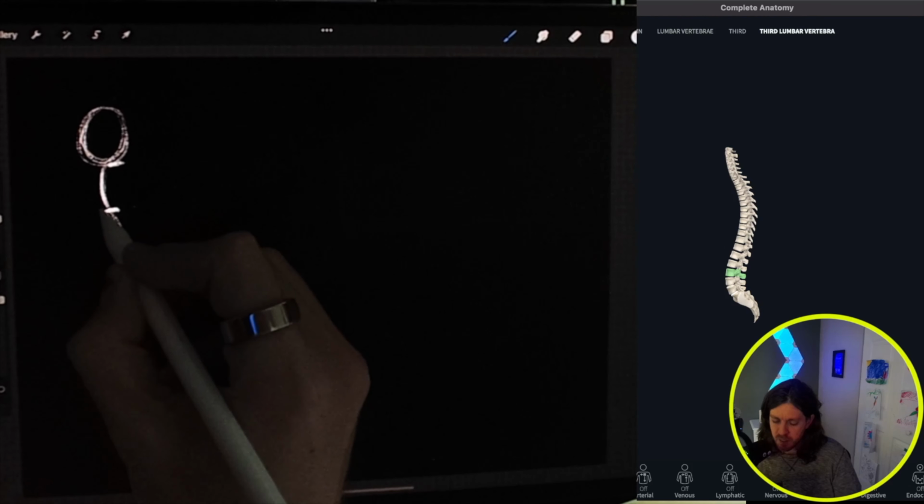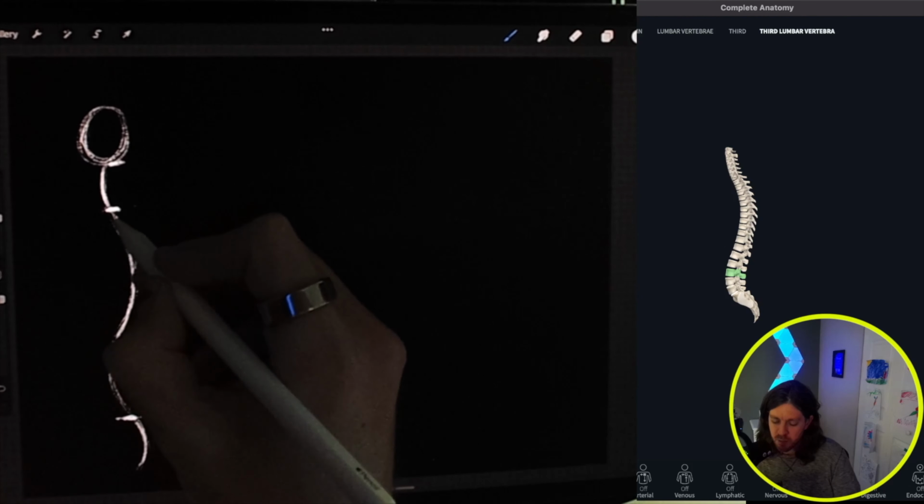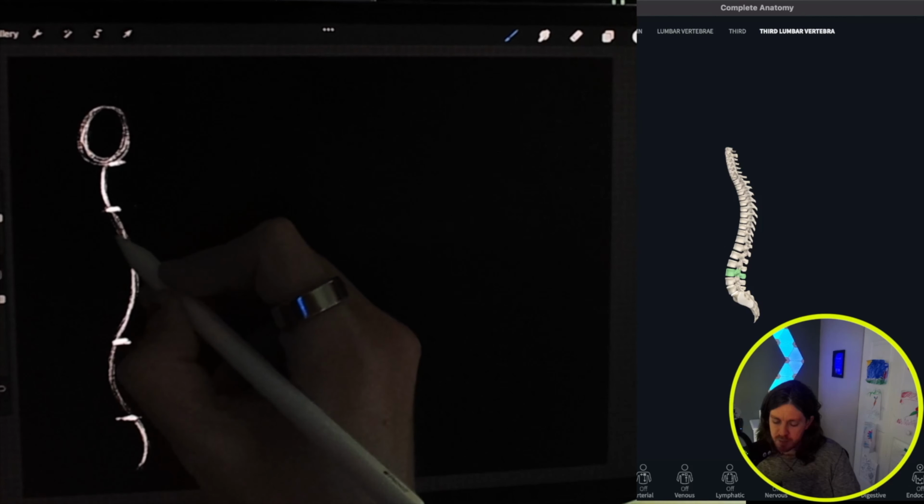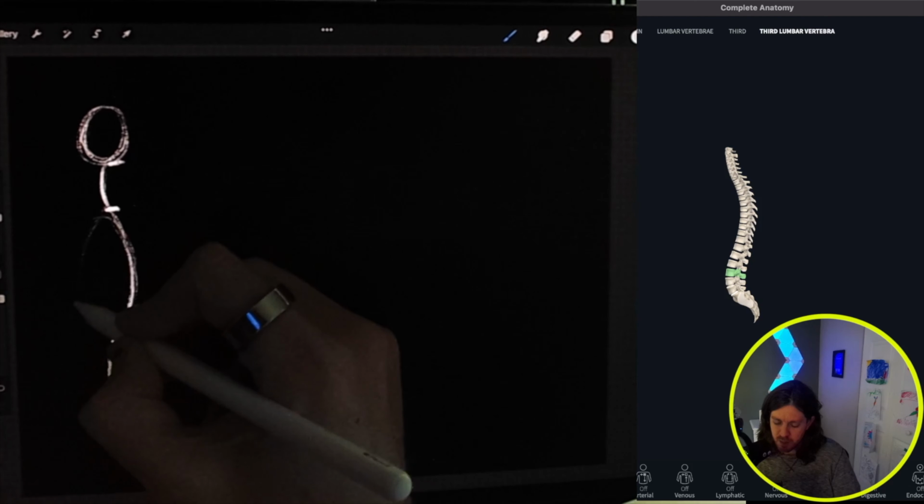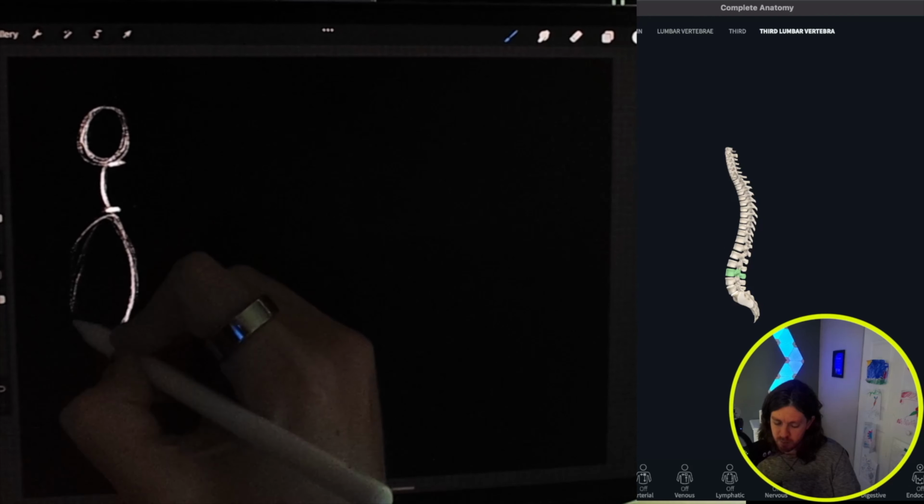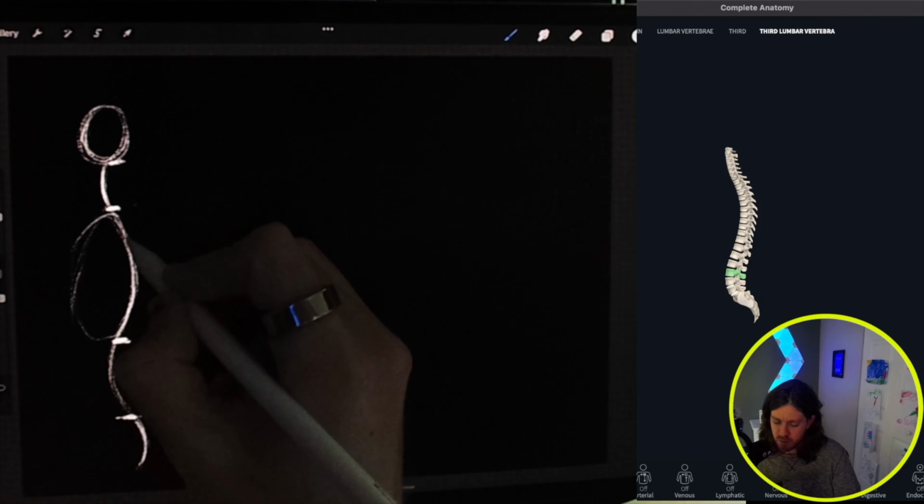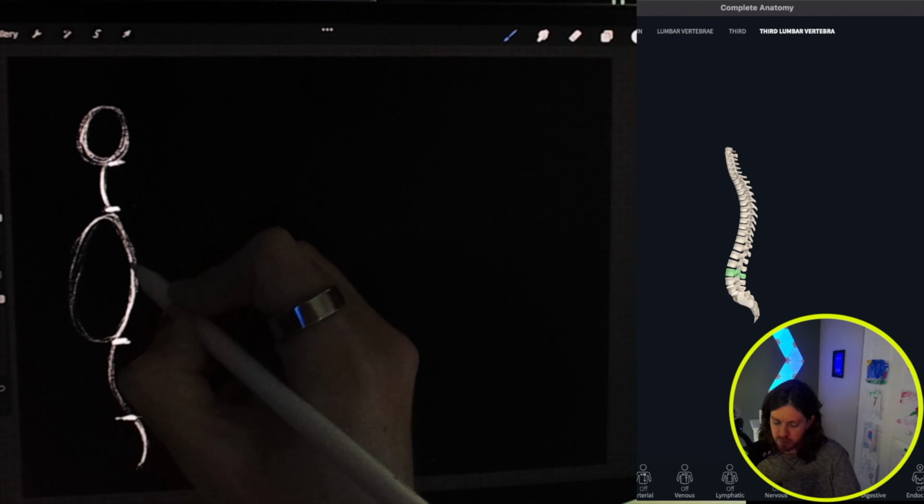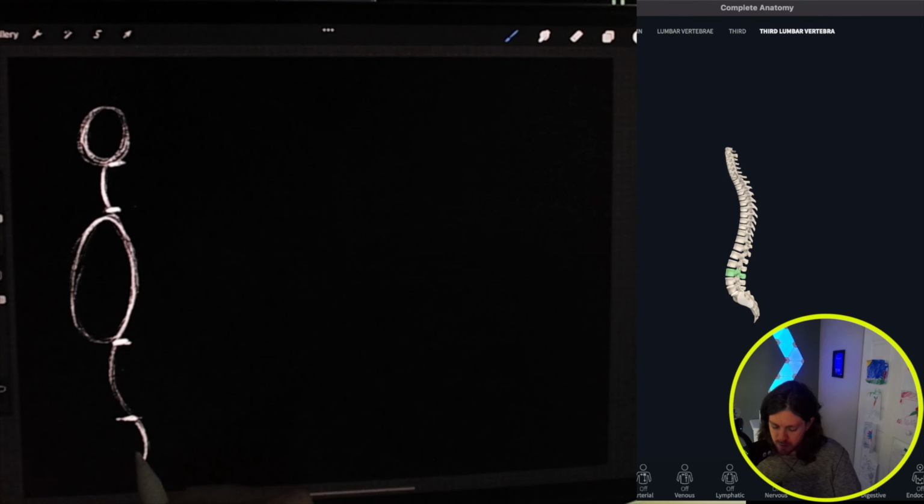Let's also add in the ribs and the pelvis. So the ribs are in this middle thoracic section, and it has the shape of an egg. So we'll make kind of an oval shape right here for the ribs. And then the pelvis is going to be on the bottom section here, and it's kind of an oval that's tilted in this direction.